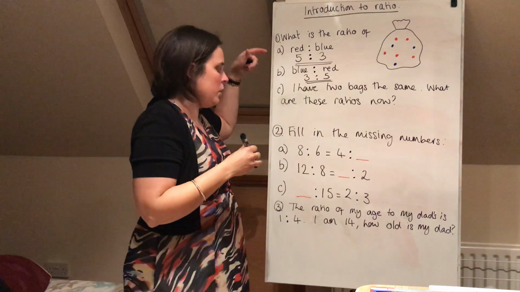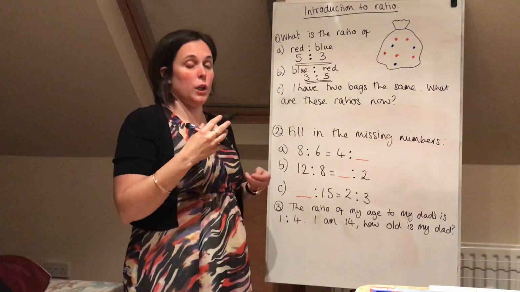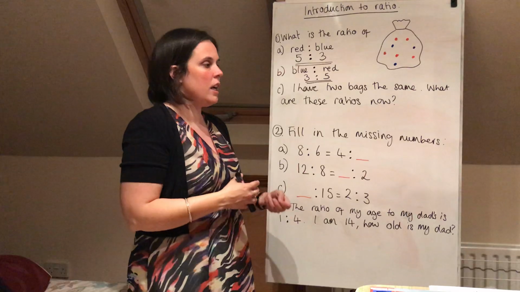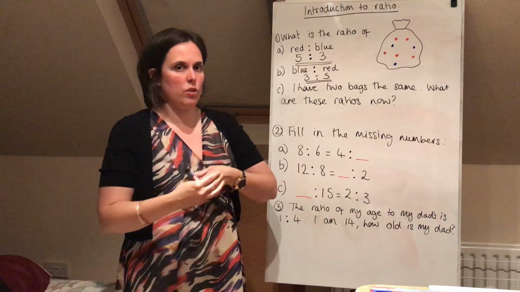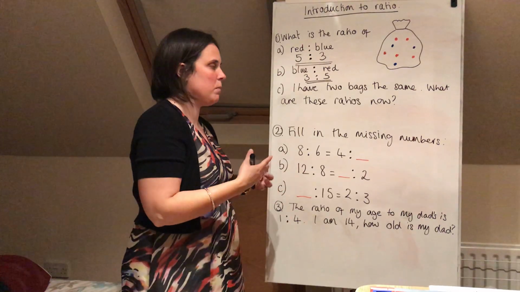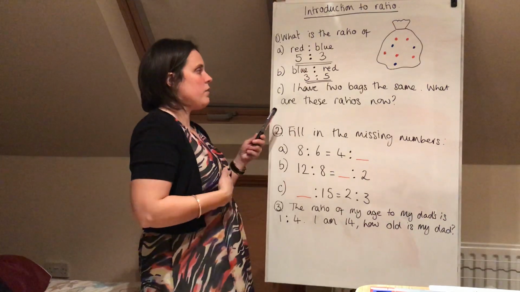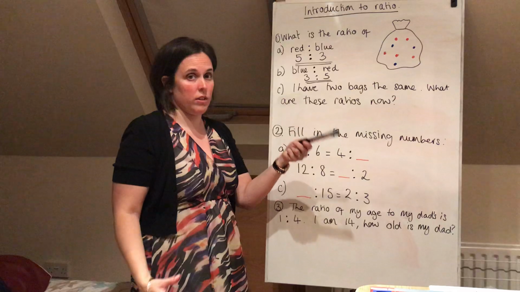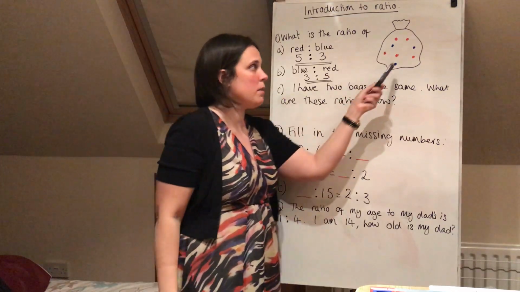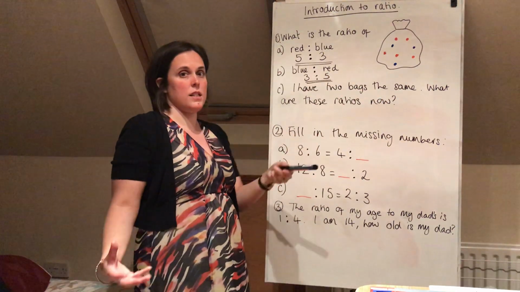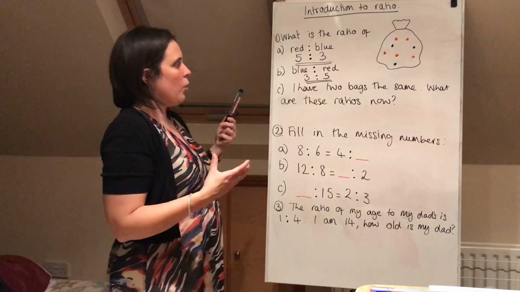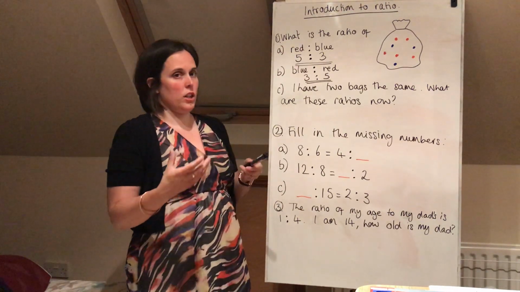Now what I'm going to move on to is equivalent ratios, which are very similar to equivalent fractions in that what you do to one side you have to do to the other to keep them the same. So here I've said I have 2 bags which are exactly the same. In other words, I've got another bag with the same number of reds and the same number of blues. What are the ratios now?